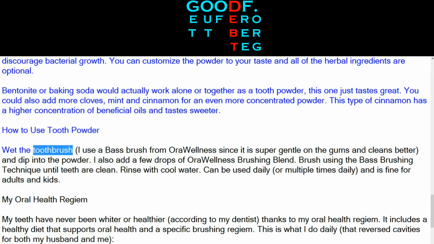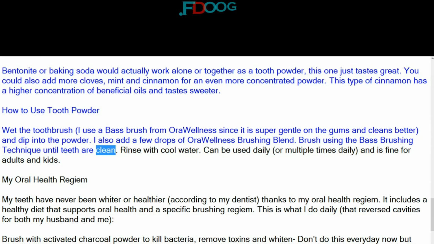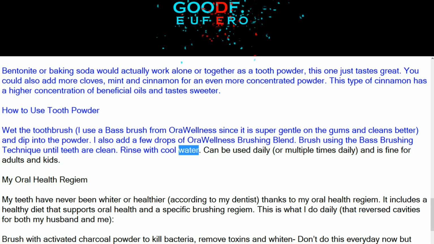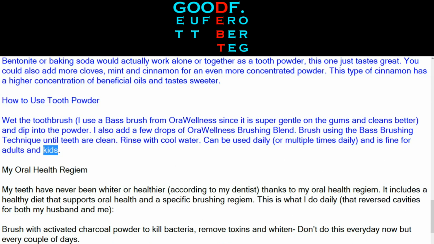Wet the toothbrush. I use a base brush from Oral Wellness since it is super gentle on the gums and cleans better, and dip into the powder. I also add a few drops of Oral Wellness brushing blend. Brush using the base brushing technique until teeth are clean. Rinse with cool water. Can be used daily, or multiple times daily, and is fine for adults and kids.